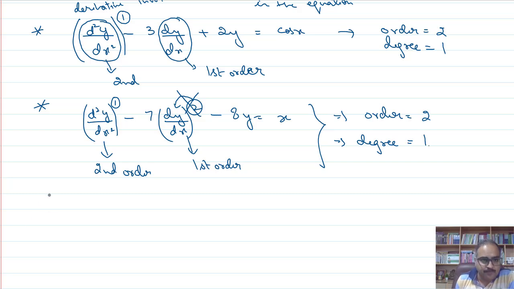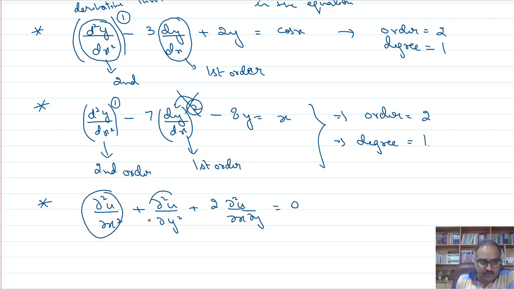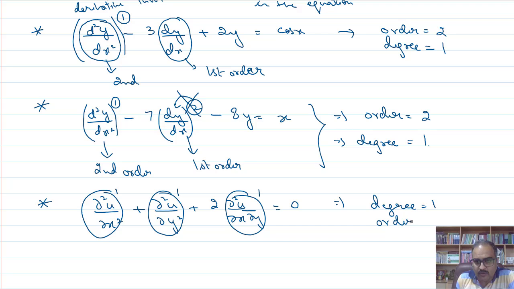So its degree will be 1. One more: curly 2u by curly x square plus curly 2u by curly y square plus 2 times curly 2u by curly x curly y is equal to 0. This is a differential equation of second order throughout, and the power is 1, so its degree is 1, and order will be 2, the second order derivative.